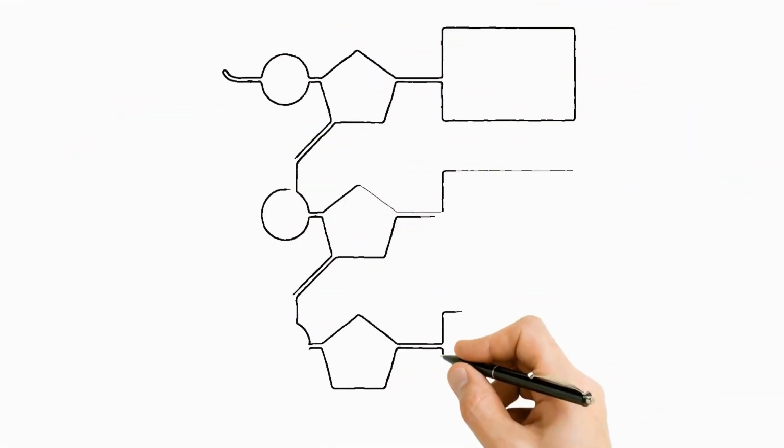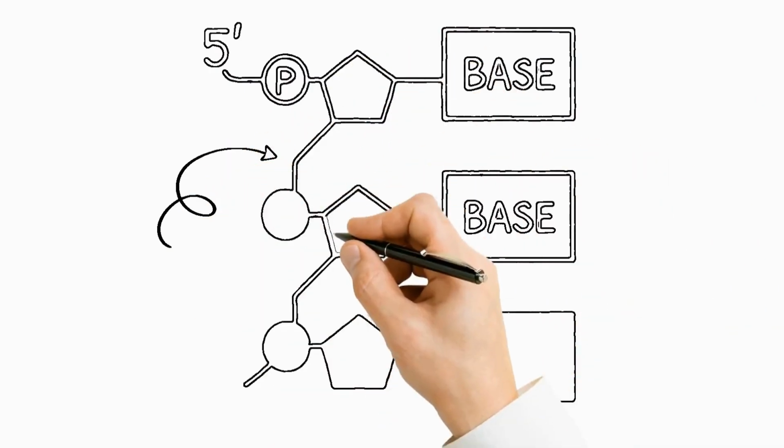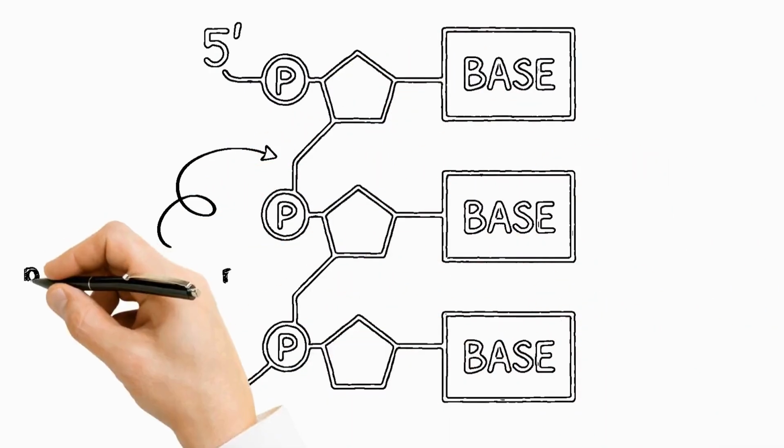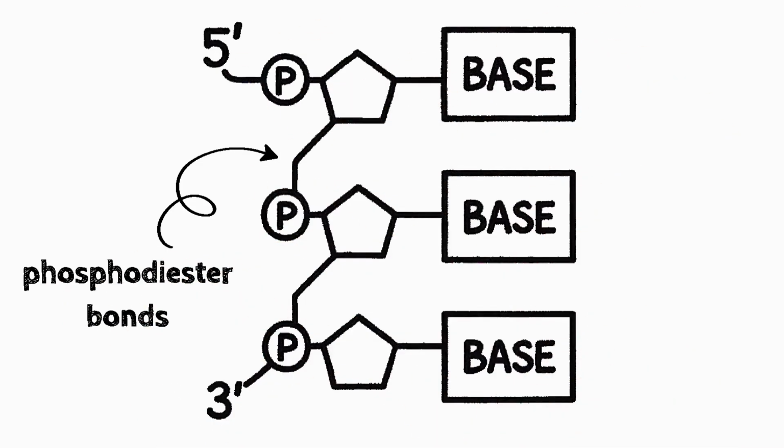How do these bricks connect to form a strand? The phosphate group of one nucleotide joins with the sugar of the next. This strong chemical bond is called a phosphodiester bond. This phosphate-sugar linkage forms the alternating sugar-phosphate backbone of the DNA strand.